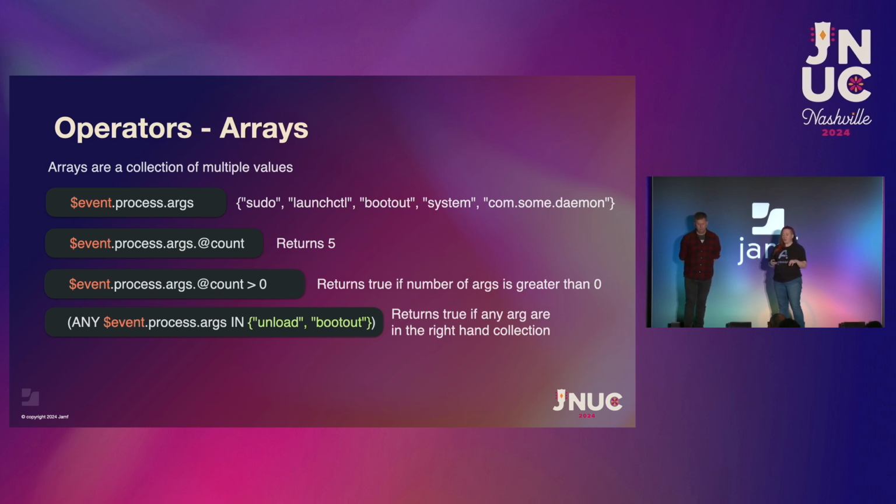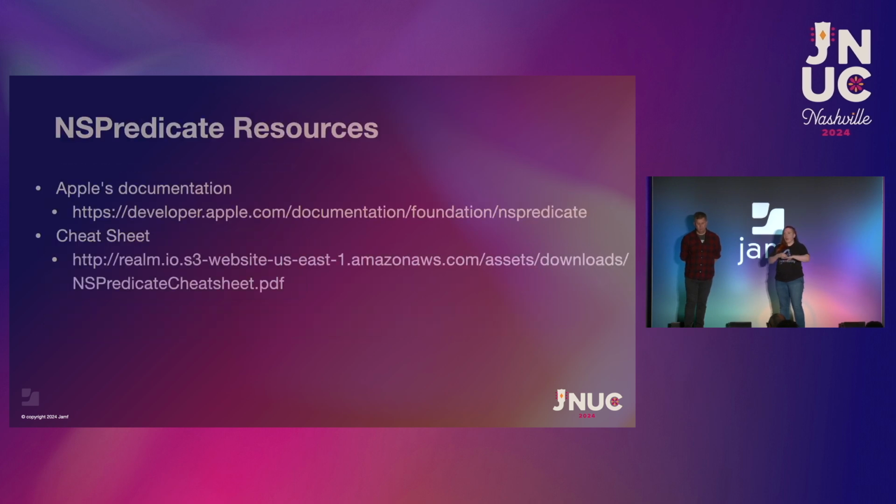I can also return the number that is greater than a particular value. So in that example, I'm going to get a count that is going to be more than 3, more than 0. And lastly, I can go through all of those arguments, and anything inside of there is going to return our unload or our bootout. And again, if you've got any other questions about this, there is NSPredicate documentation to help you along the way.